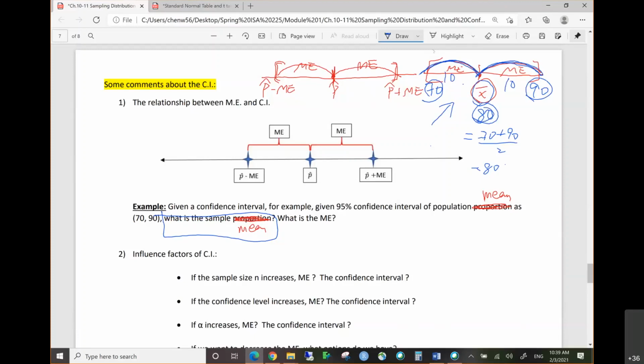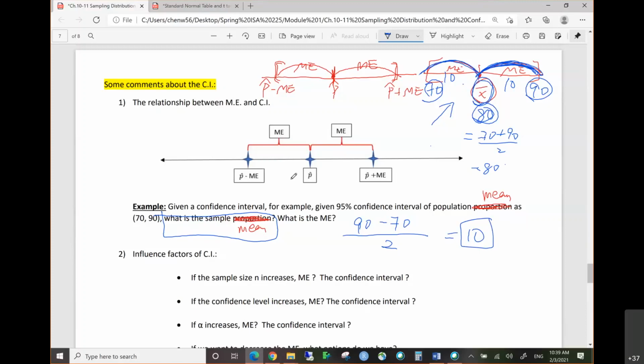Right, so that means from 70 to 90 actually covers two margins of error, right? So you can either calculate the sample mean first and then calculate this distance, the one margin of error, or you can use from 90 to 70, which covers two margins of error. So one margin of error will be divided by 2, so it will be 10. It doesn't matter which way you prefer, as long as you can get the result out, right?